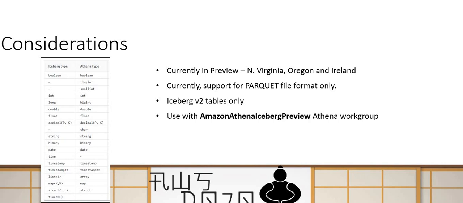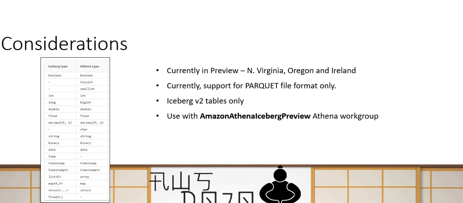Currently, this service, this feature is under preview. And right now it's available in North Virginia, Oregon, and Ireland. Once it comes out of preview and becomes generally available, then it will be available more widely. And we have to see the documentation for which regions it is rolled out. Right now it supports only the Parquet file format.